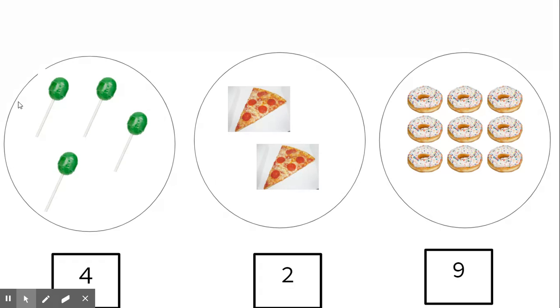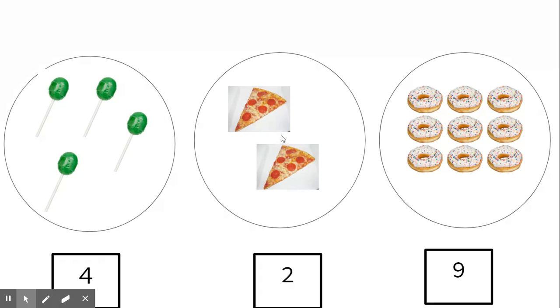Okay, now I'm going to introduce a new word called least. Okay, least. And least is the same as less, meaning it's not as much, but you have to find out which one has the smallest amount. Okay, so we know it's not donuts because donuts has the most. So it's either the lollipops or the pizza. So which one has the least or the smallest amount? Is it the lollipops or the pizza? Yes, it's the pizza. Yes, the pizza has the least amount because it has the smallest amount.